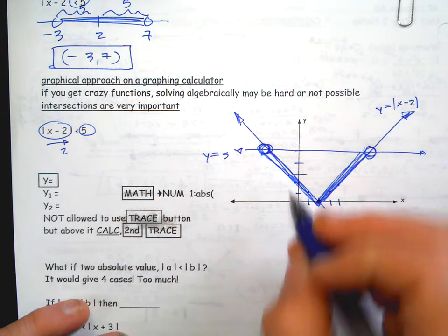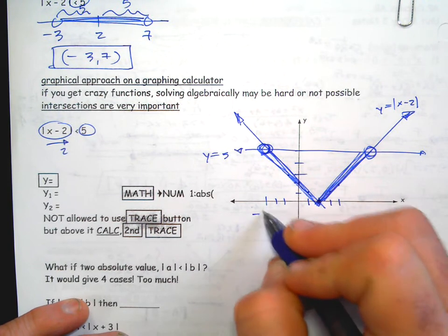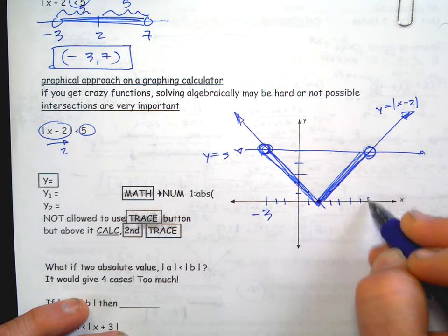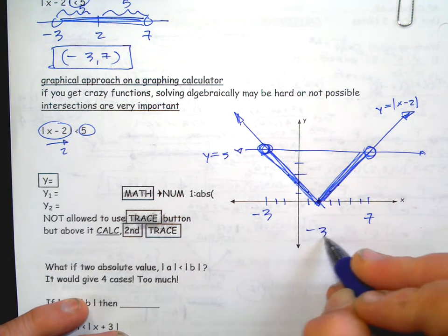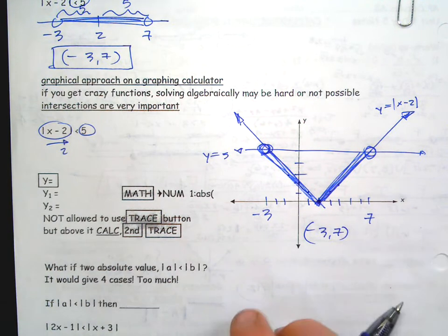Well, guess what the answer is going to be? -3 to 7. -3 to 7. Same answer we got above. But here, let me show you on your calculator.